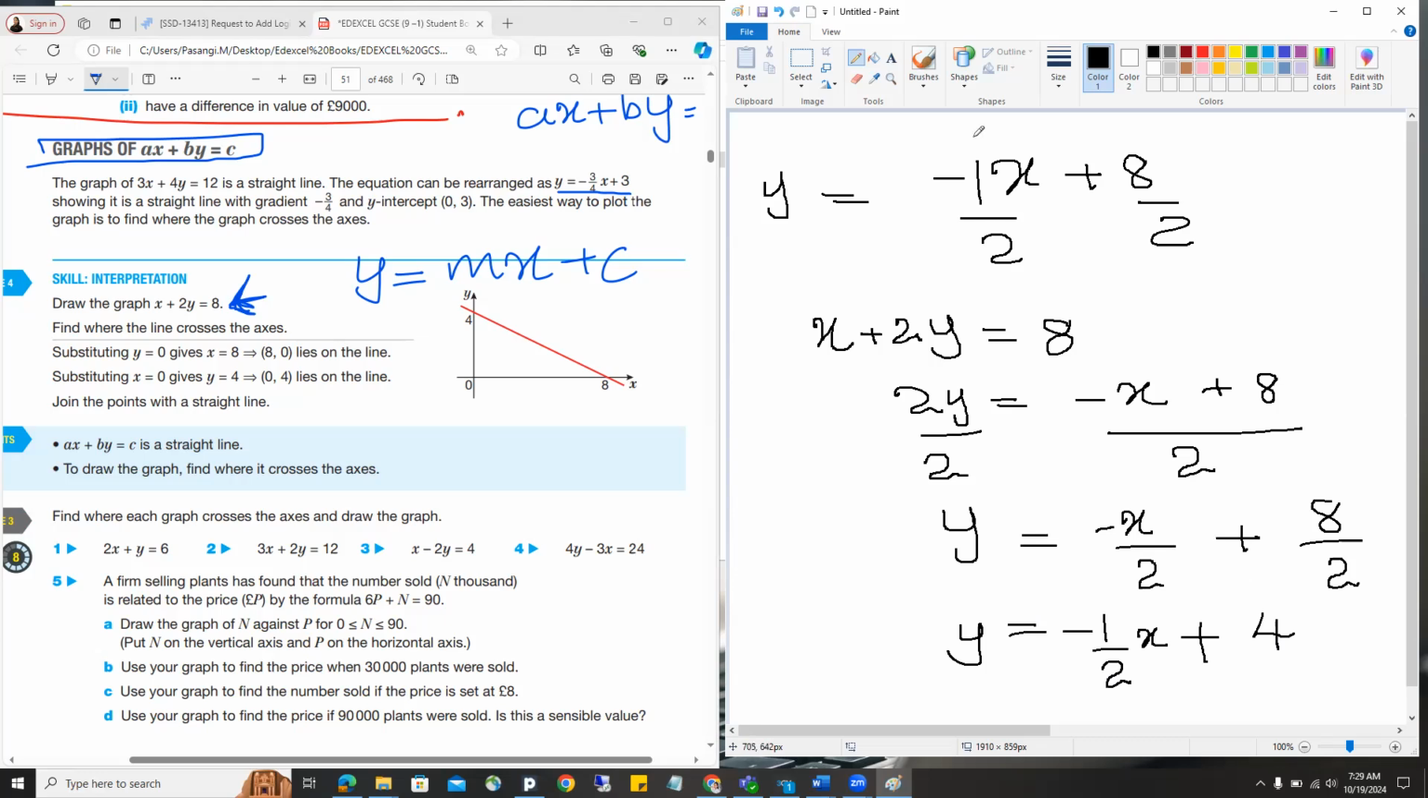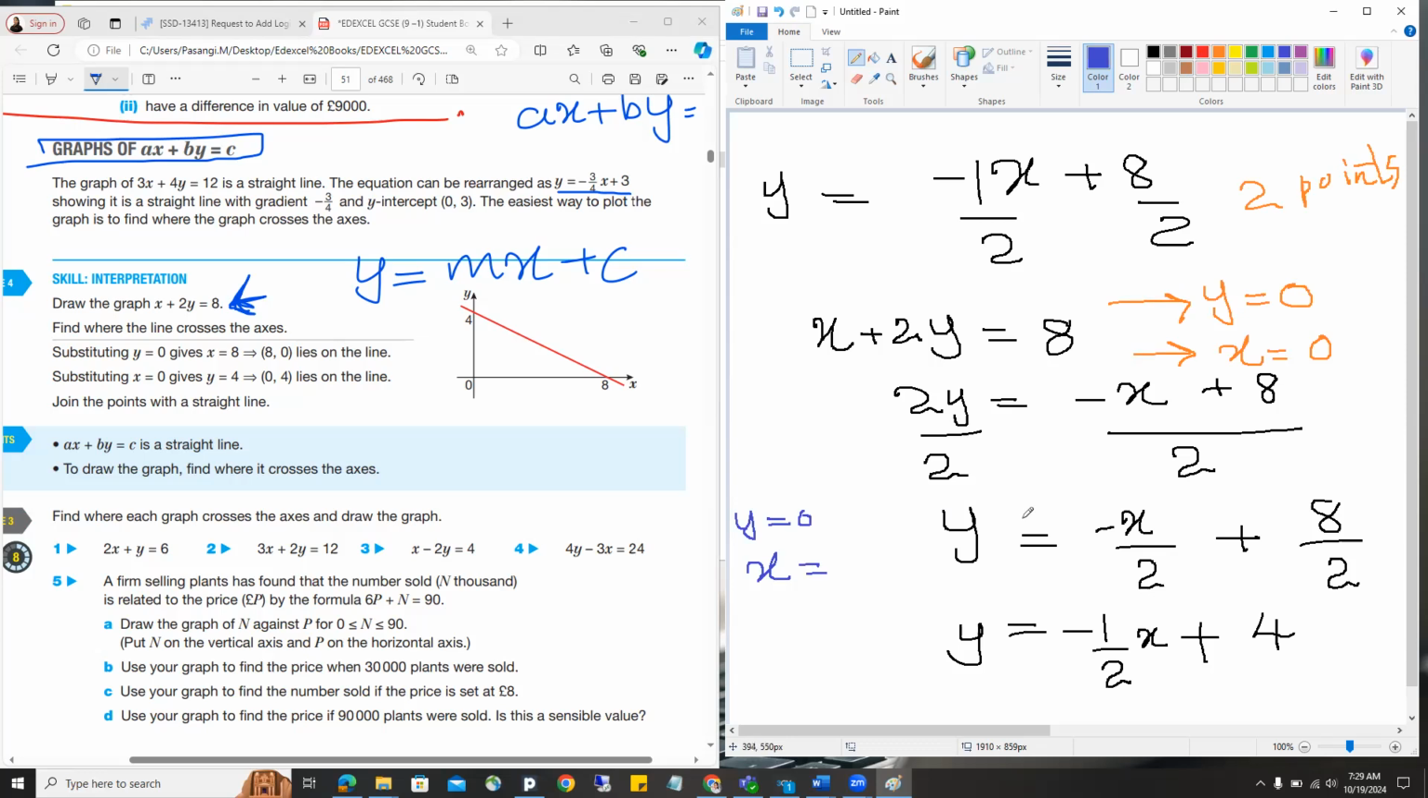So here, how are we going to draw this one? If it's a line, we should have 2 points to draw the line. One point is when y equals 0. The other point is when x equals 0. Then when y equals 0, what is the x value?